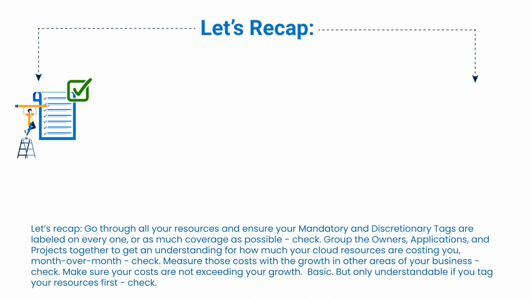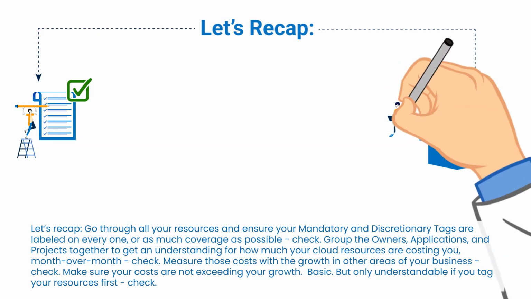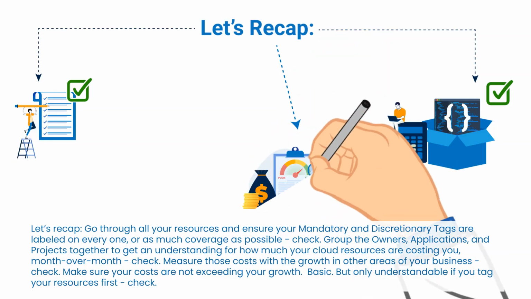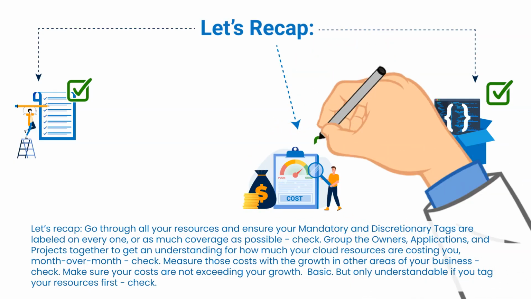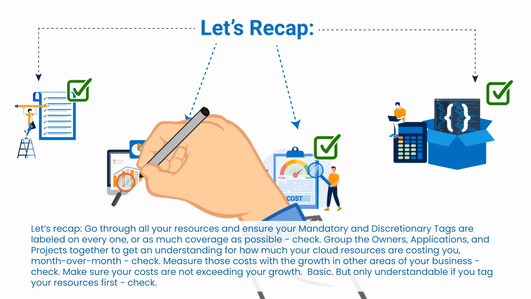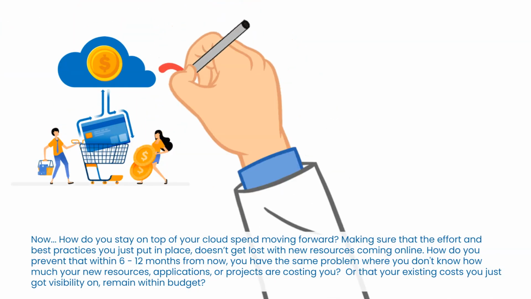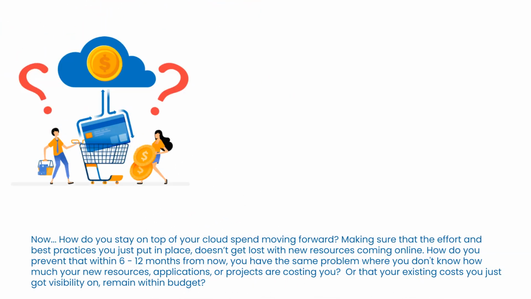Check. Group the owners, applications, and projects together to get an understanding for how much your cloud resources are costing you, month over month. Check. Measure those costs with the growth in other areas of your business. Check. Make sure your costs are not exceeding your growth. Basic, but only understandable if you tag your resources first. Check.